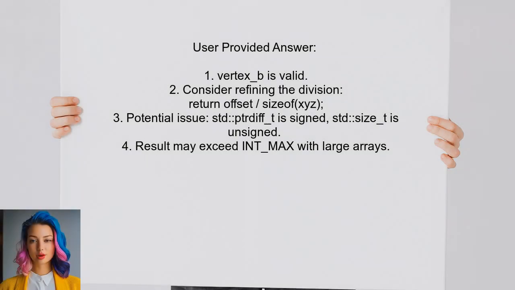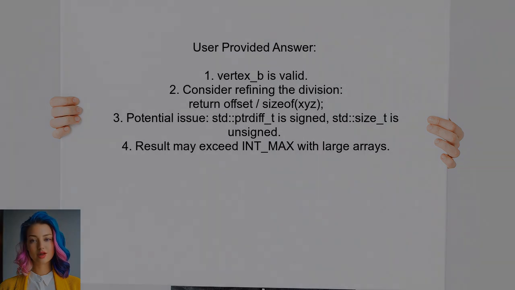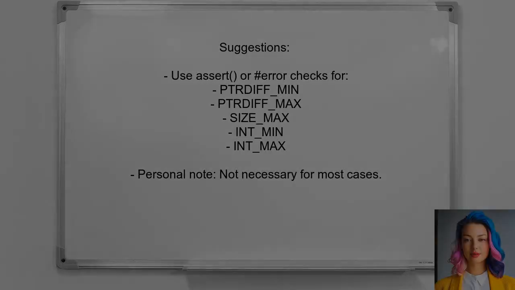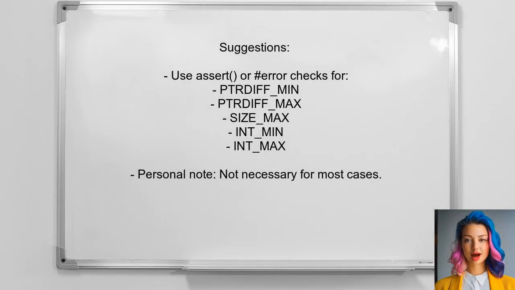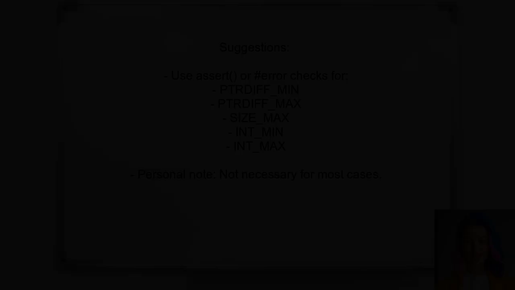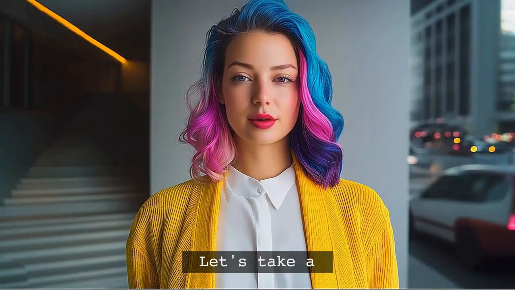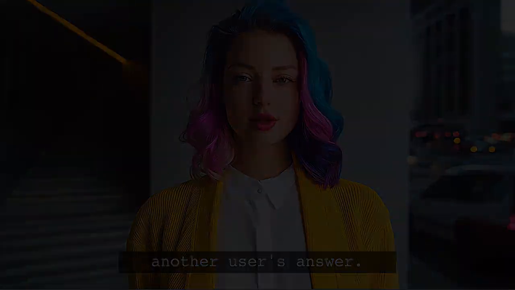The user confirms that the vertexB function is valid. They suggest refining the division of std::ptrdiff_t by size_t, as this could lead to implementation-defined behavior. They note that the result might exceed int max in rare cases with large arrays. To address concerns, the user suggests using assert statements or error checks for pointer limits, but they personally feel it's not necessary. Let's take a moment to review another user's answer.